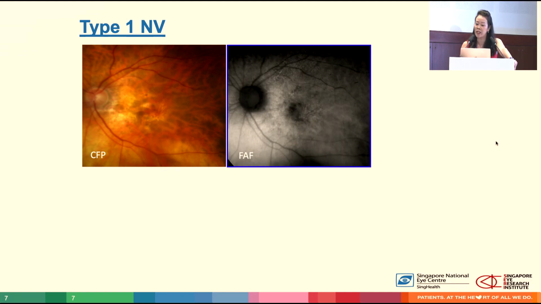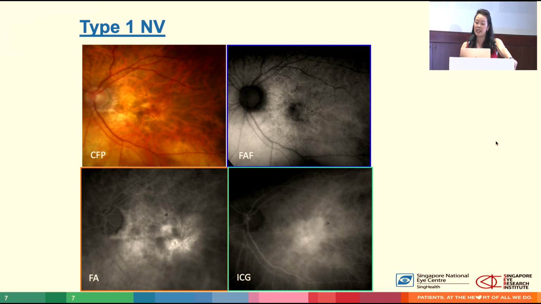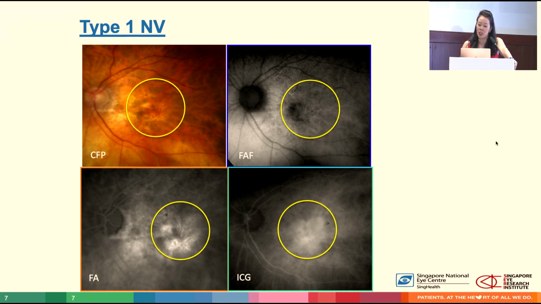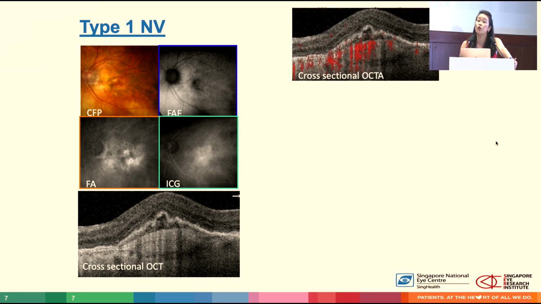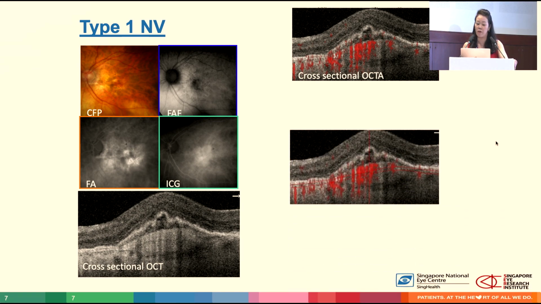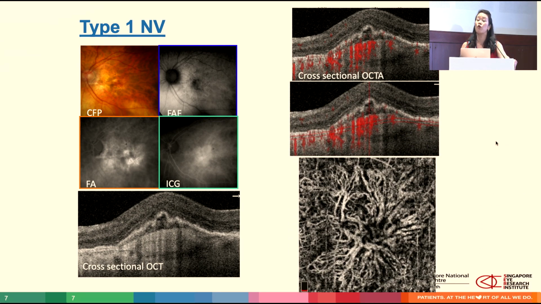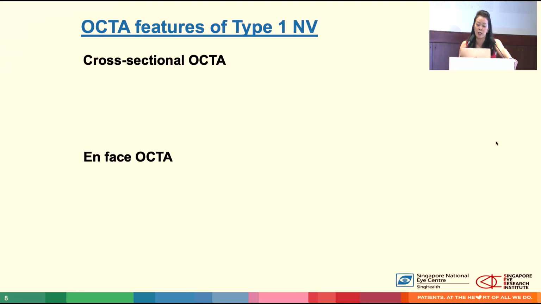This is a type 1 neovascularization. As you can see in the multimodal imaging, you have an occult leakage picture on FFA and a plaque on ICGA. When you look at the cross-sectional OCT, you see a multi-layered PED, which is very indicative of a neovascularized PED. When you do the cross-sectional OCTA, you see flow in the contents of the PED, and that flow translates into a membrane that you can see on en face OCTA.